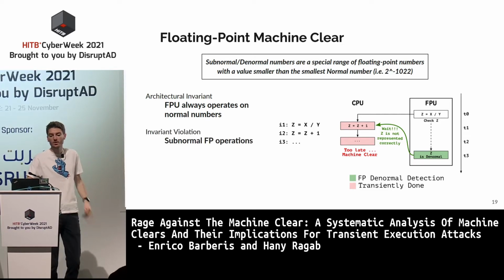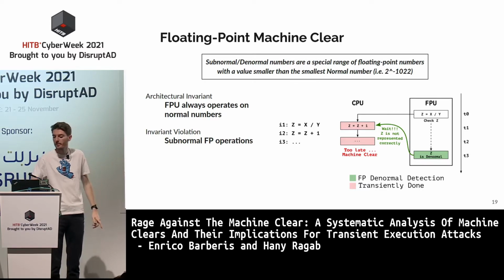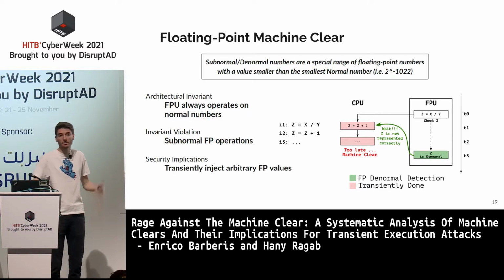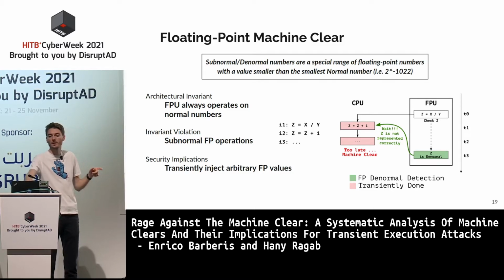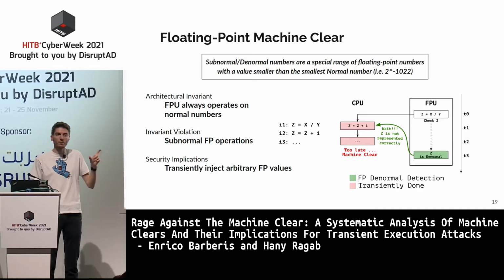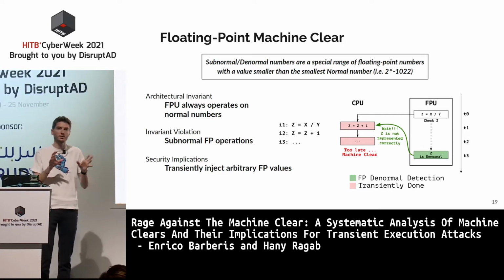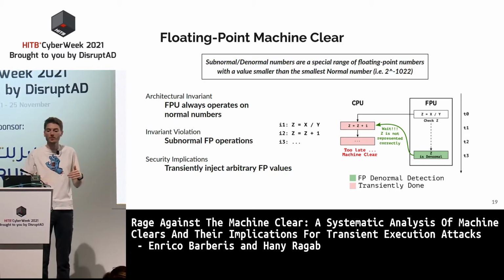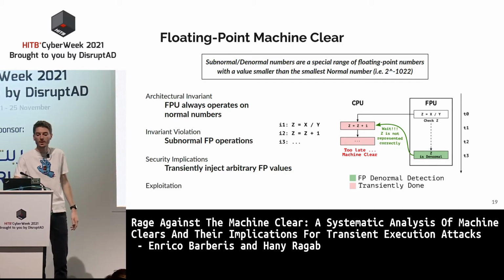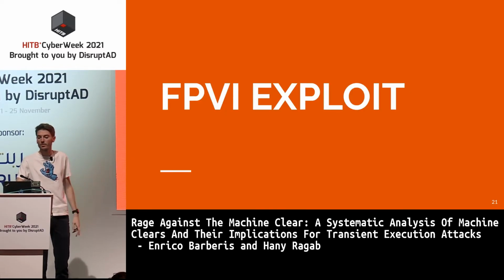To violate this is super simple. You just need to make a floating point operation that generates a very small number. And the security implication here is that the wrongly computed result, the one that is used by the subsequent instruction, is almost completely under attacker control. So an attacker, by choosing the operands in a specific way, can transiently inject arbitrary values into the subsequent instruction. And for exploitation, we are going to show you now the full exploit that we made for Firefox, and we named it floating point value injection.